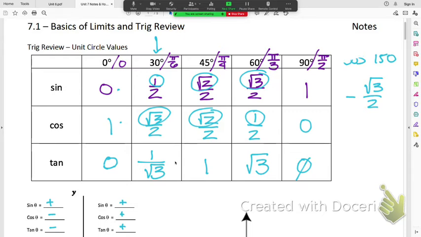So for question 10, sine of 3 pi over 4, let me write it up here. First, I just need to know what quadrant 3 pi over 4 is in. Which one? The top left. Second. That's what's going to tell me positive or negative, right? What is the reference angle automatically for 3 pi over 4? It's automatically pi over 4.